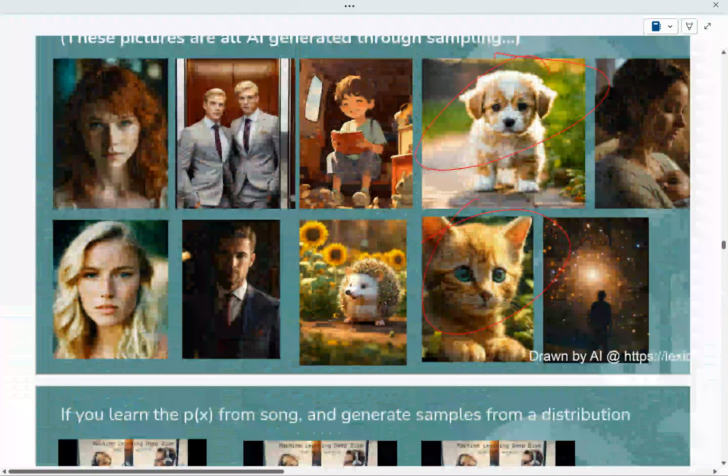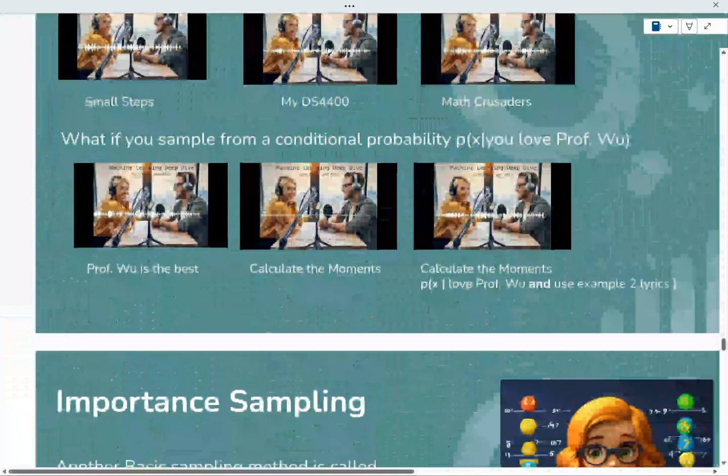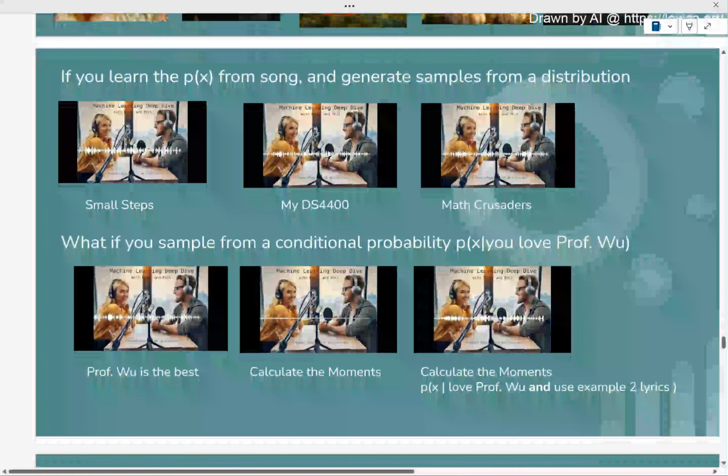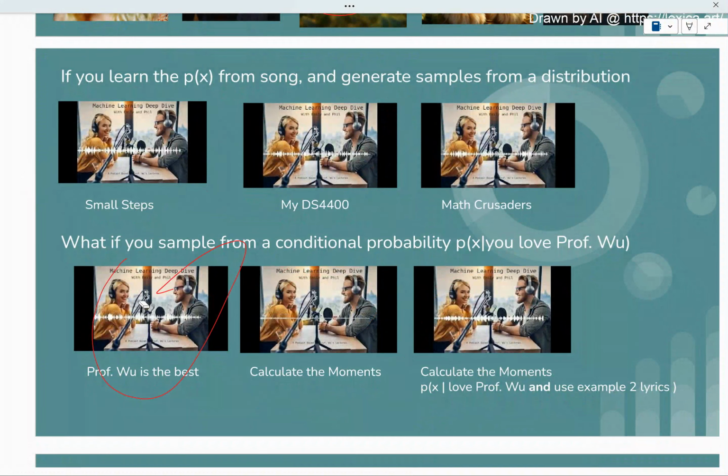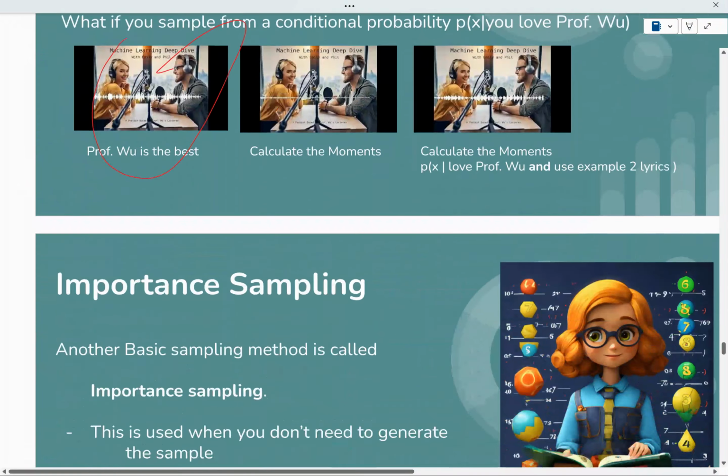So over here are examples of pictures. I also used AI to generate a bunch of songs, right? So when you have the chance, feel free to check it out. Some of these songs I included in our video series, so you can listen to them, and they're not bad. They are quite catchy.